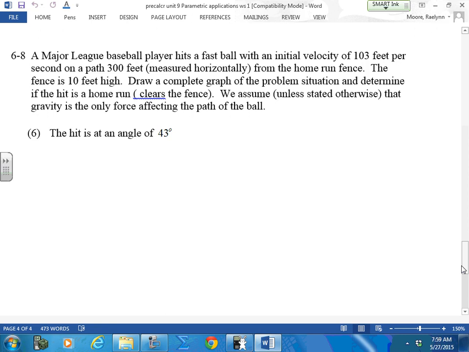So we assume that gravity is the only force affecting the ball. So the ball is hit at an angle of 43 degrees. So let's see if we can do this. Here's your person hitting the ball. Let's make your person be 4 feet off the ground. He's up here when he hits this ball, because he's got to stand with the bat, right? So let's say it's 4 feet high. So let's set up your equations.